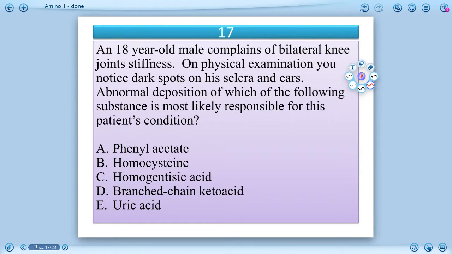Okay. 18-year-old male complains of bilateral knee joint stiffness. On physical examination, you notice dark spots on his sclera and ears. That means what? Alkaptonuria so far. Abnormal deposition of which of the following substance most likely responsible for this patient's condition? Homogentisic acid. Very good.